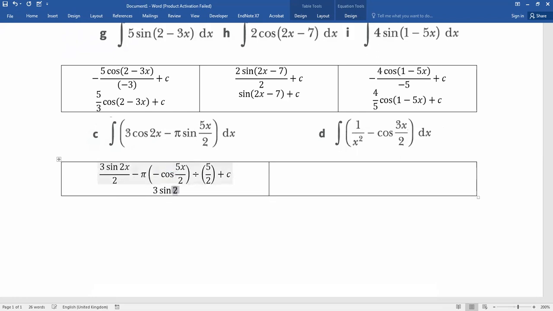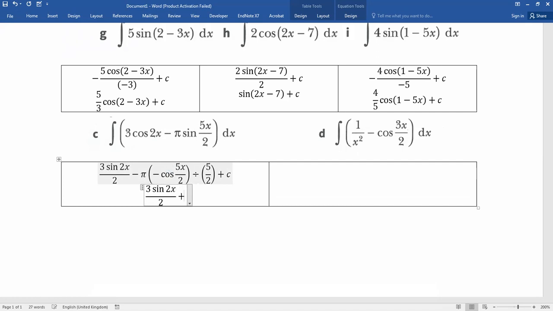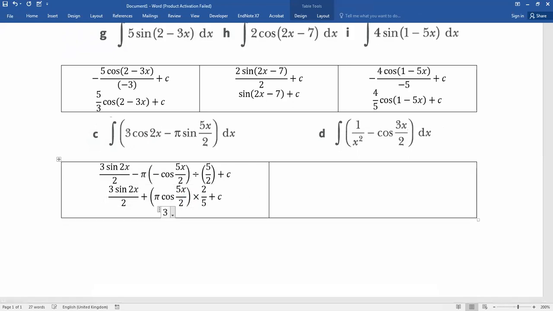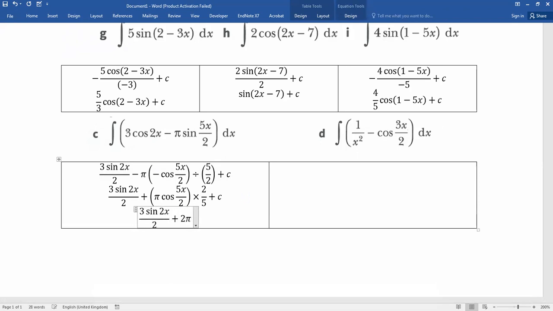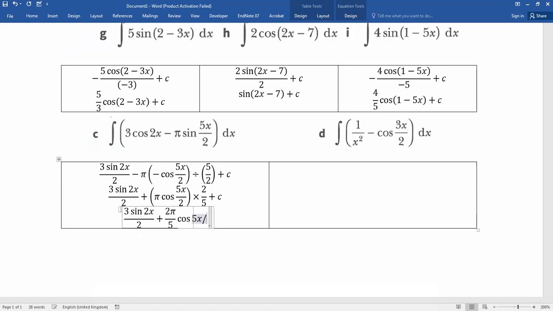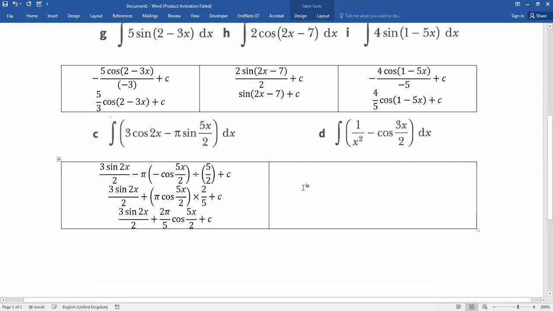So I'll get 3 sine 2x upon 2. This will become plus pi cos of 5x upon 2. And this divide can be used as a multiply by 2 over 5. Remember, this is not being multiplied by the angle, but by this entire value. I'll put a bracket around it to avoid confusion. So 3 sine 2x upon 2 plus 2 pi upon 5 cos of 5x upon 2 plus c. Is that right, beta? Yes, sir. Okay, well done. And what about the next one?